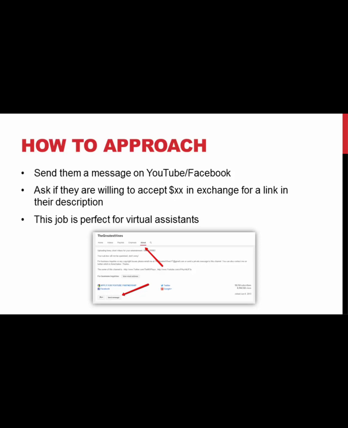But you can just offer an amount. You can go monthly, $20 a month, to put their link in the description. You can go yearly or maybe forever, it's completely up to you. Just discuss it and negotiate with the video creator until you guys meet at a happy medium. Now, also, I just want to point out that this job here is perfect for your assistant.